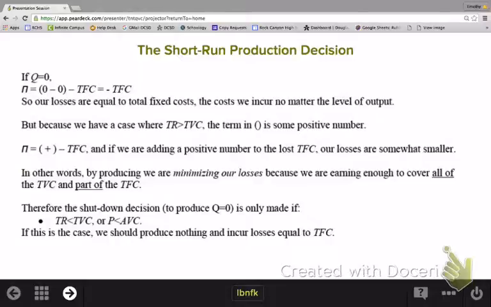Therefore, the shutdown decision to produce a quantity of 0 is only made if total revenue is less than the total variable cost, or if the price is less than the average variable cost. If this is the case, we should then produce nothing in the short run and incur losses equal to the total fixed cost.